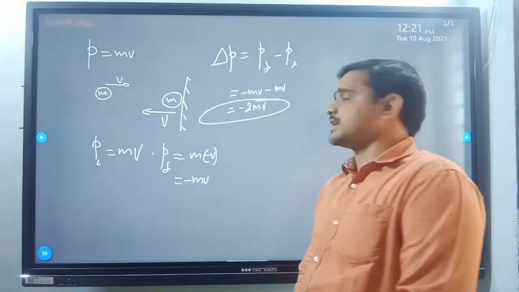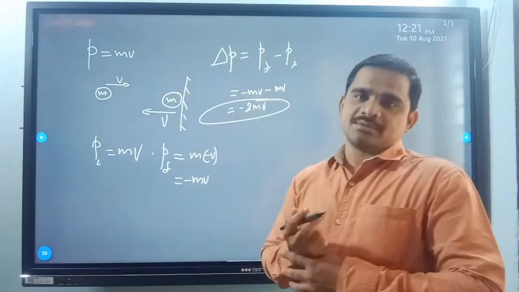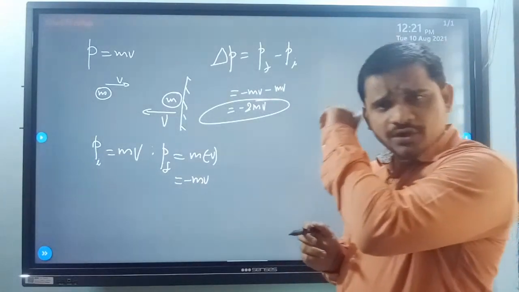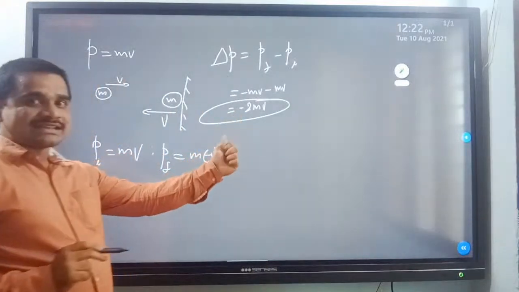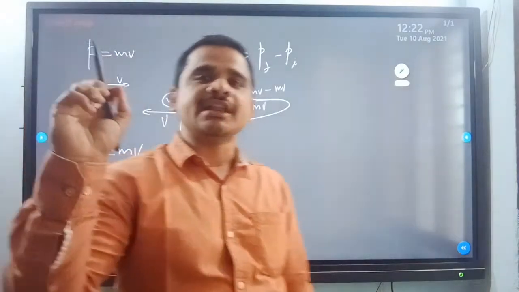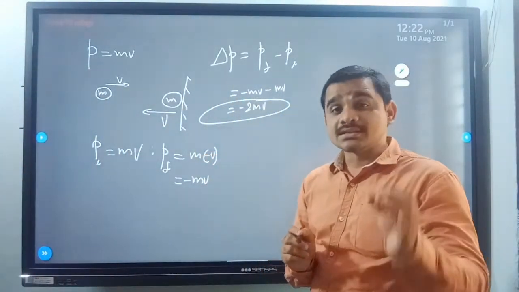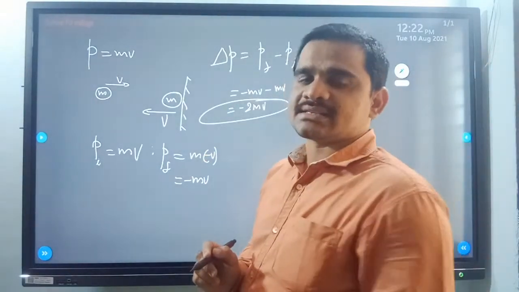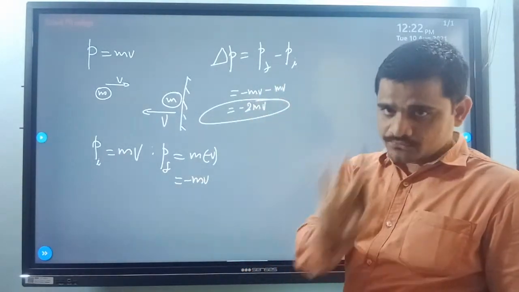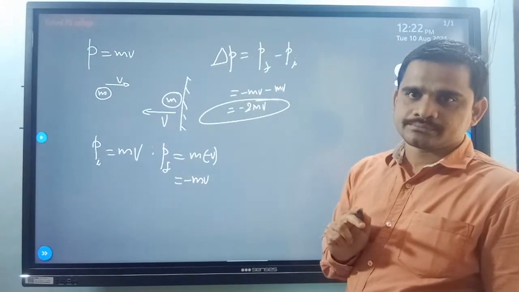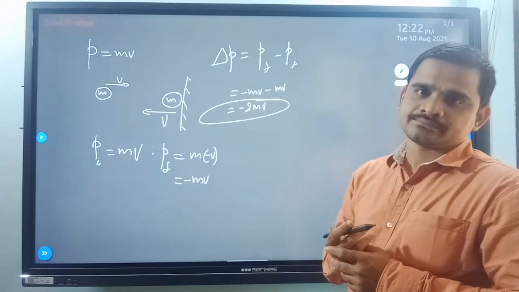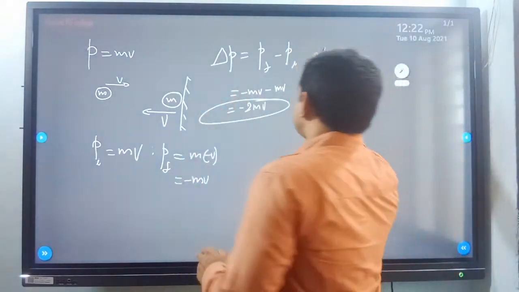Good concept, a good point to understand here. So what does the minus represent here? Minus represents along the negative x-axis. The change in linear momentum is along the negative x-axis. Remember that point: the minus represents direction itself. In this way we have to try to simplify. This is one example we can go for.